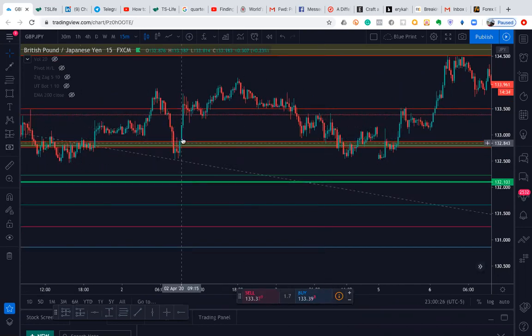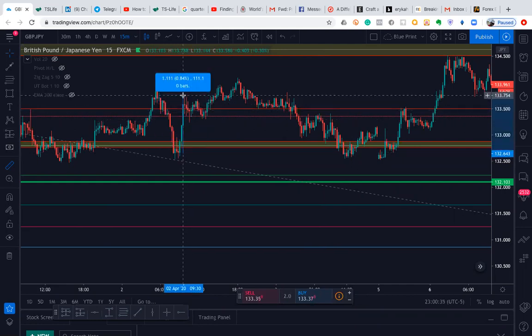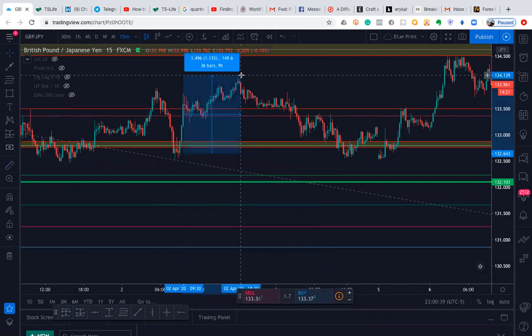So here, your retrace, you're bouncing all the way back up. That's 149 pips, catching it off that bounce.